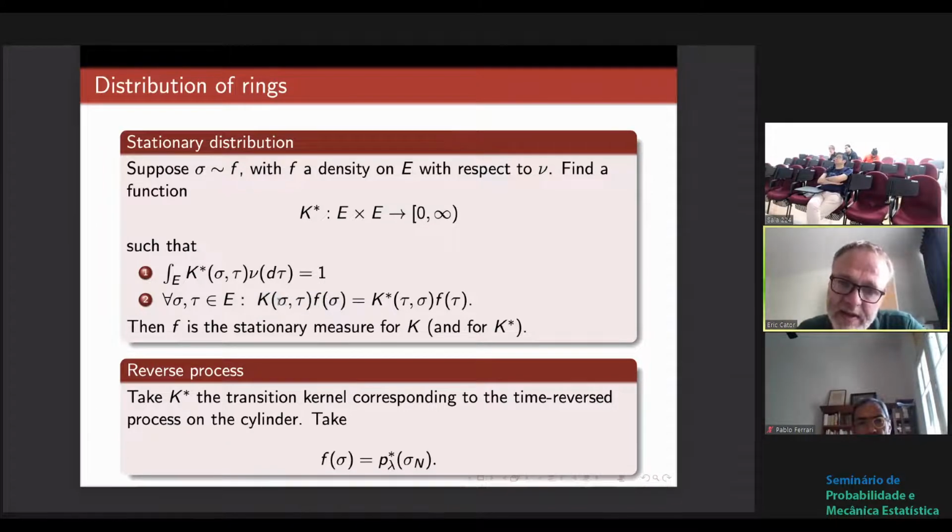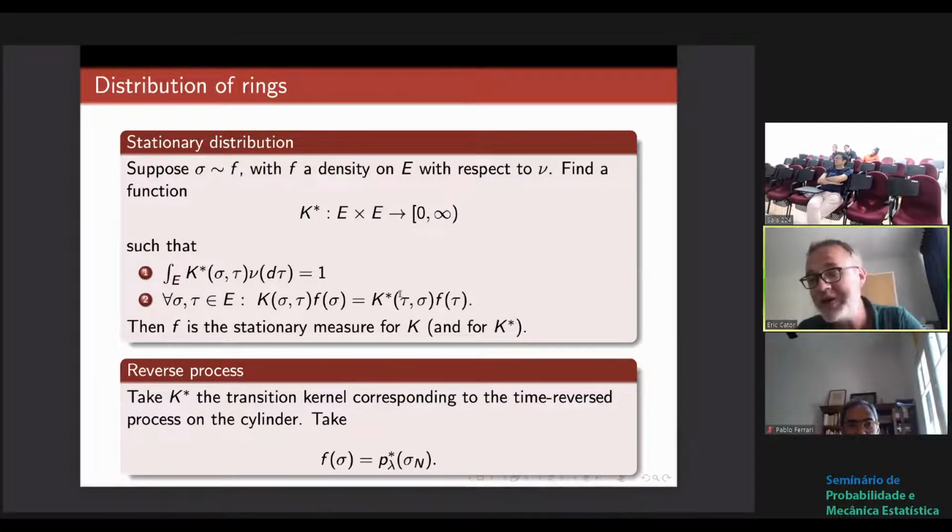If you integrate this over sigma, what do you get? Well, K sigma tau is the probability of ending up in tau when you start in sigma. So if you integrate this with respect to F of sigma, then you get the probability of ending up in tau given that you start with distribution F. So you get the distribution of the new tau. But if you do it on the right-hand side, sigma is only here, and since it's a transition kernel, the first property tells us that integrating this over sigma gives 1, so you end up with F tau. In other words, the new distribution of tau that you find is in fact the same as the old one given by F, and therefore F is a stationary measure for transition kernel K, and in fact also for transition kernel K star.